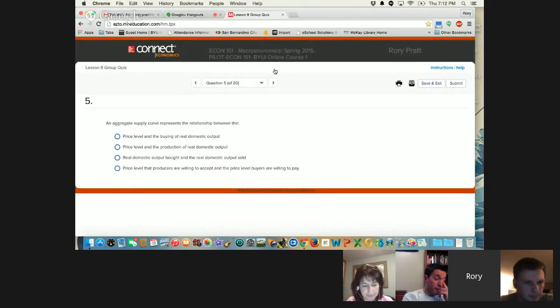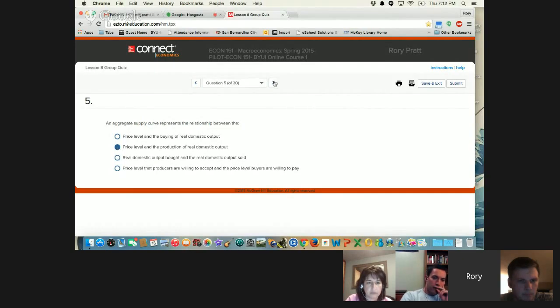Okay, number five. An aggregate supply curve represents the relationship between... I put down B. So did I. It was a little confusing, but that's the one I came to. Me too. All right, cool. Number six, the slope of the immediate short-run aggregate supply curve is based on the assumption that... I put both input and output prices are fixed. Yeah, A. Yeah, I think that's correct.